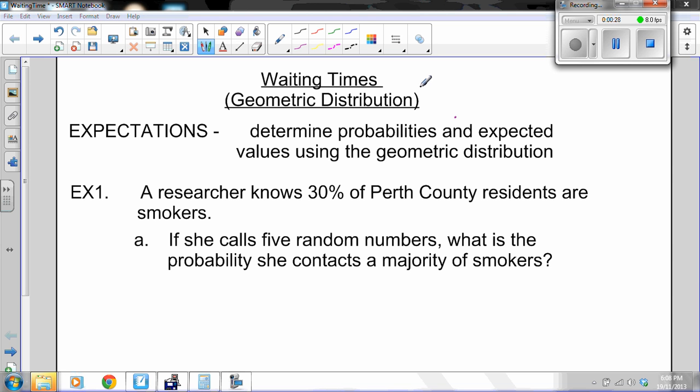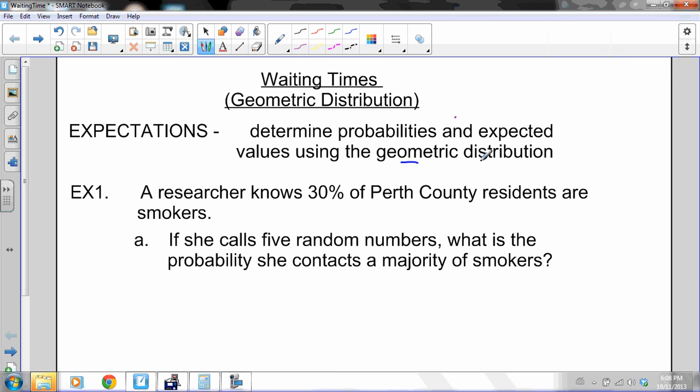The last couple of days have been talking about the binomial distribution, where we were interested in the number of successes out of a fixed number of trials. We're going to switch the focus today a little bit and talk about what's called the geometric distribution, also called the waiting time distribution, and we'll see why it's called that in a second. But the expectation we see is just to be able to use some formulas to calculate probabilities and expected values of this new distribution that we don't know anything about yet. Let's get right into the example.